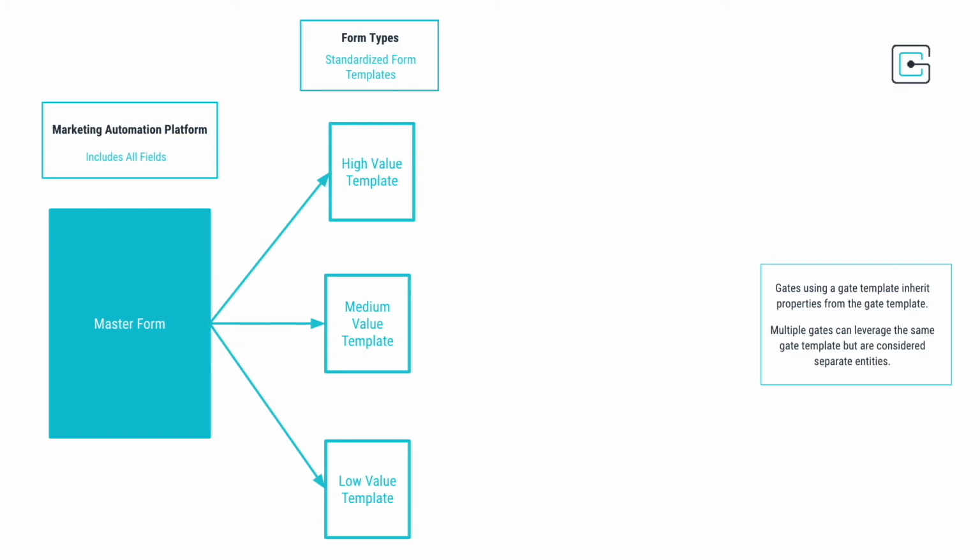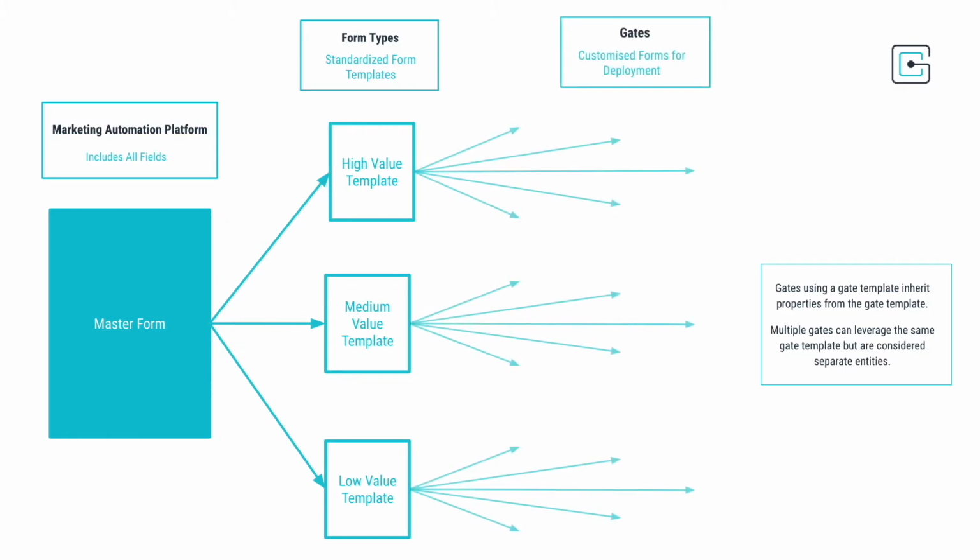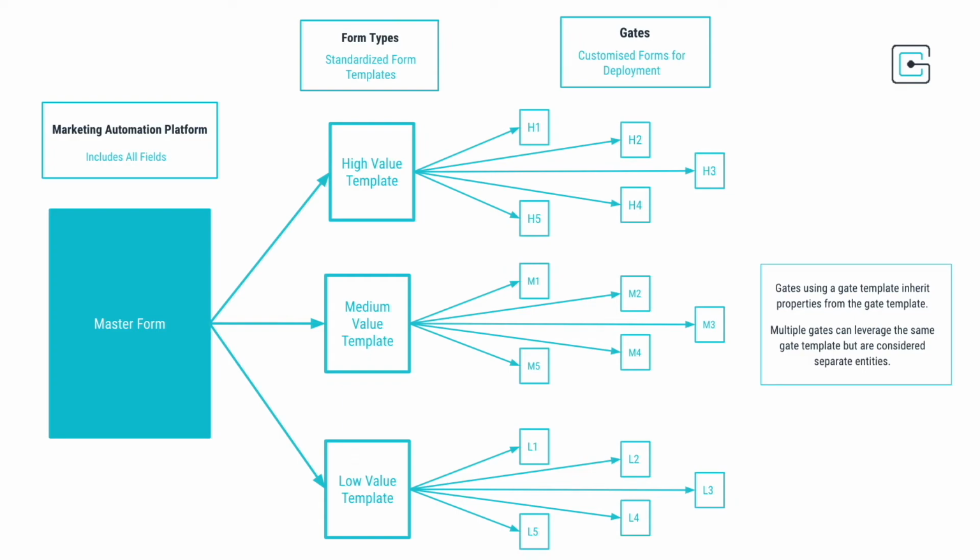These templates can then be used to generate your gates. Multiple gates can leverage the same template, but they're considered different entities with their own ID, behavior, messaging, and other customizations. For ongoing maintenance and optimization, changes to underlying templates propagate out to any derived gates.